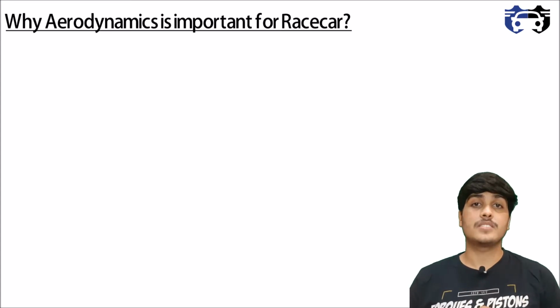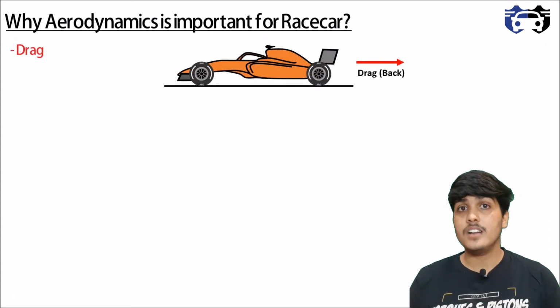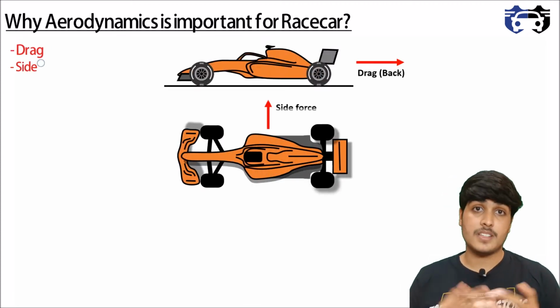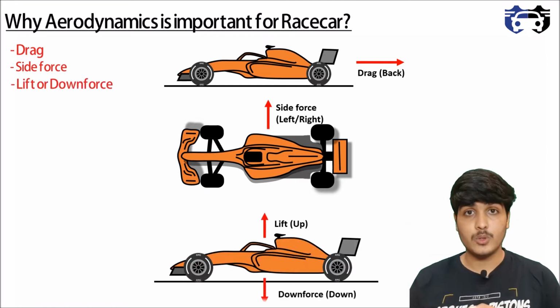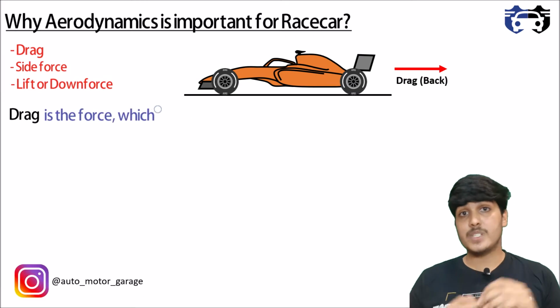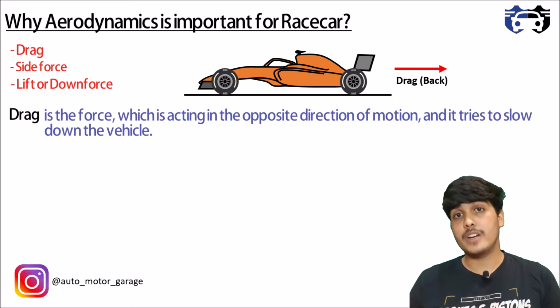A race car experiences three forces due to air. In the longitudinal direction, it experiences a drag. In the lateral direction, it experiences a side force. In the vertical direction, it experiences a lift or the downforce. Here, drag is the force which is acting in the opposite direction of motion and it tries to slow down the vehicle. It is something that needs to be reduced when we are dealing with high-speed race cars.